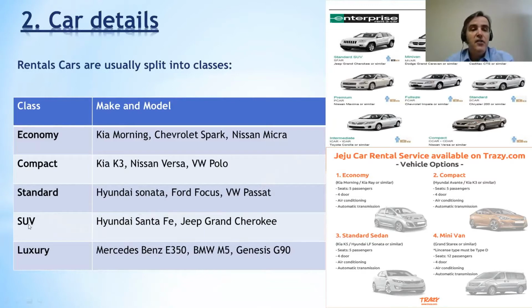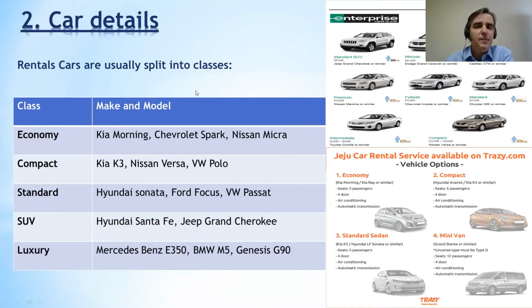These are SUVs. And then we have our luxury cars, really expensive, high quality, things like a Mercedes-Benz E350, BMW M5, or the Genesis G90. They're all very high quality cars. Up here we've got a Cadillac CTS. So it's important that we know about these different classes and the types of cars that are in each of these classes.